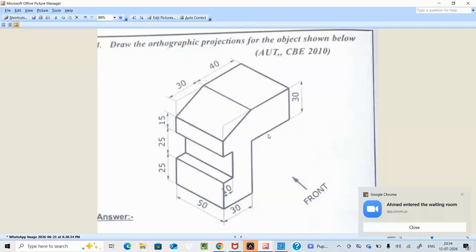Orthographic projection is nothing but converting a 3D image into a 2D image, or even a 2D image into a 3D image. So you have to show a 3D image in terms of a 2D picture and a 2D picture in terms of a 3D picture. Now in this diagram, is everyone able to see the diagram? Fine. The arrow mark indicates the front view. The front view is nothing but the view in which we are seeing the image. So the arrow mark indicates we are seeing the front view.